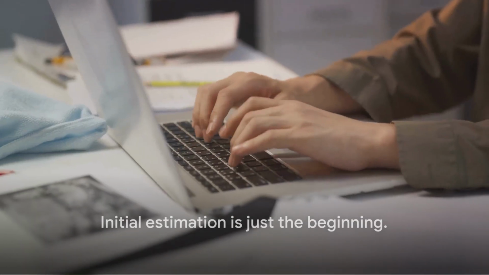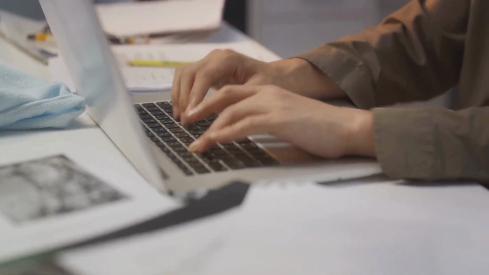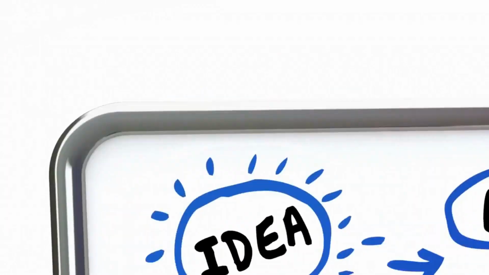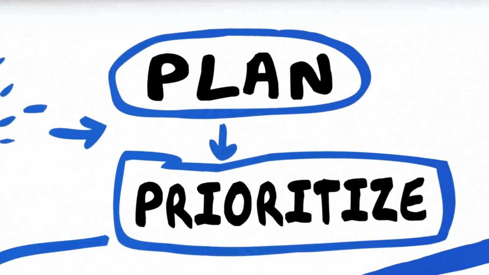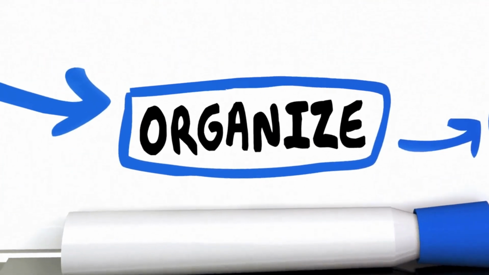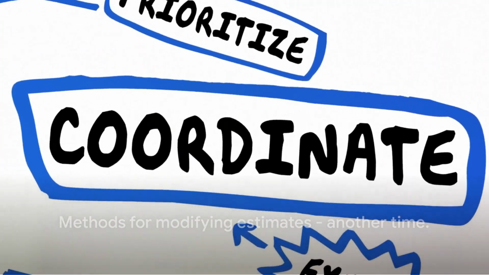The initial duration estimate can and should be modified to address the unique characteristics of a particular project. But how do we modify this initial estimate? Well, there are methods for identifying activity and resource conflicts and adjusting schedule parameters to accommodate time constraints. However, these methods are a story for another day, or rather another video.